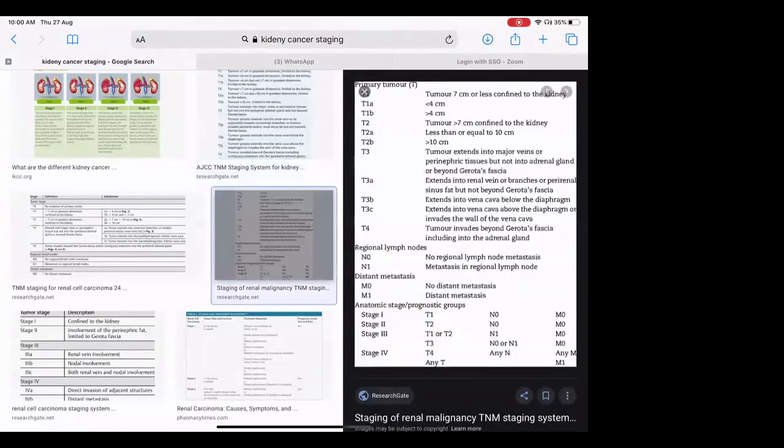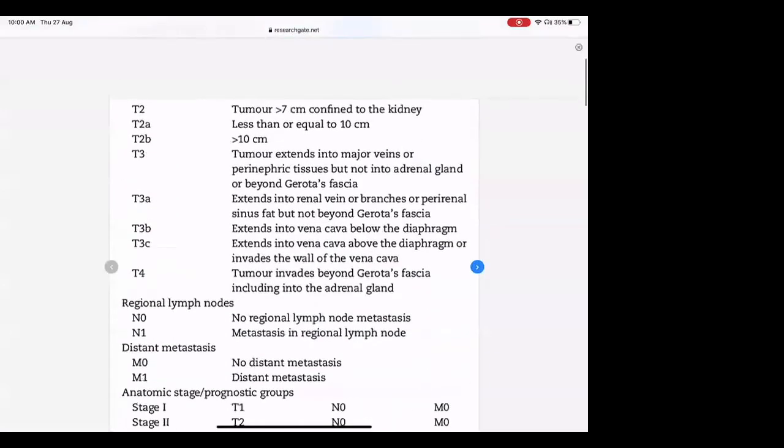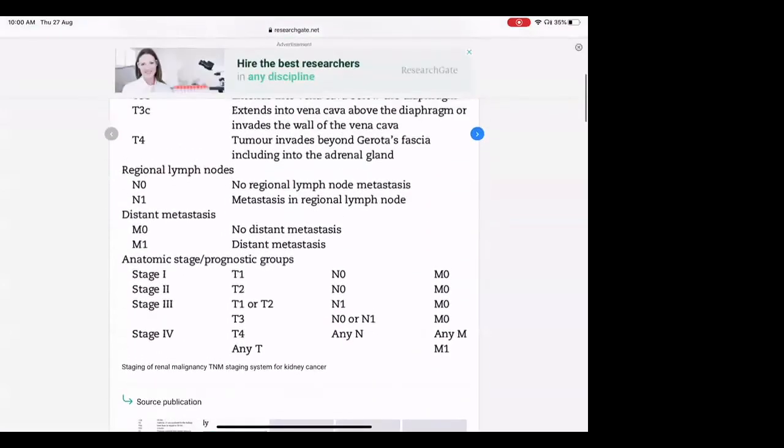Now, then there are the lymph nodes. You can see here there are regional lymph nodes. That's the N staging. Why does it matter? Because lymph nodes are usually the first site of spreading. On the scan, we can tell many things. We do a scan of somebody with kidney cancer.